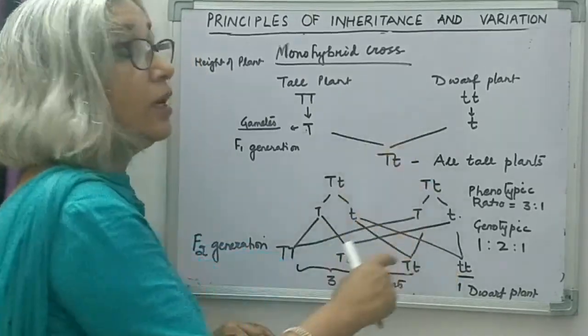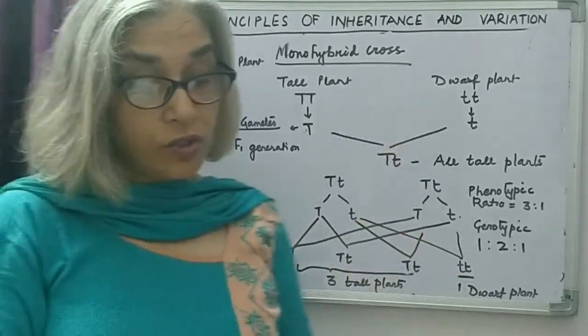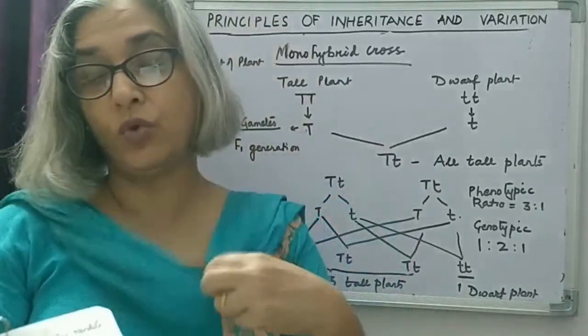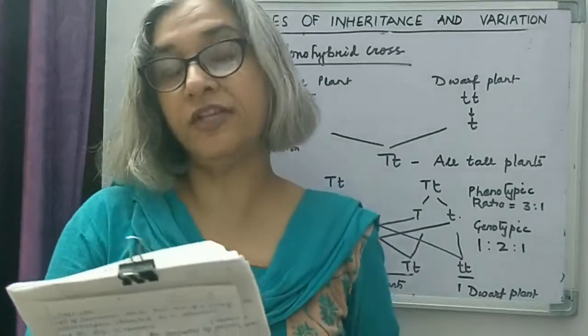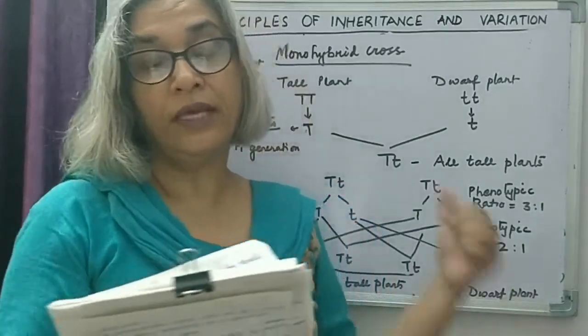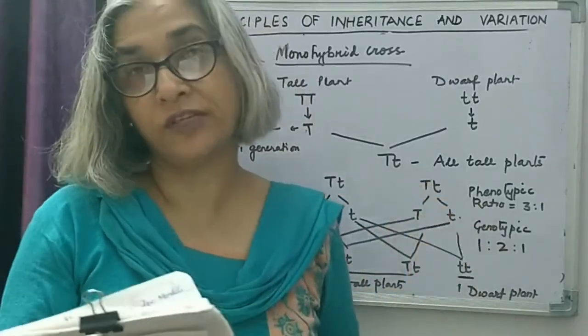So this is a monohybrid cross. Based on this, monohybrid cross is a cross between 2 organisms having different alleles of the same gene. For example, it is a cross between 2 forms of a single trait.